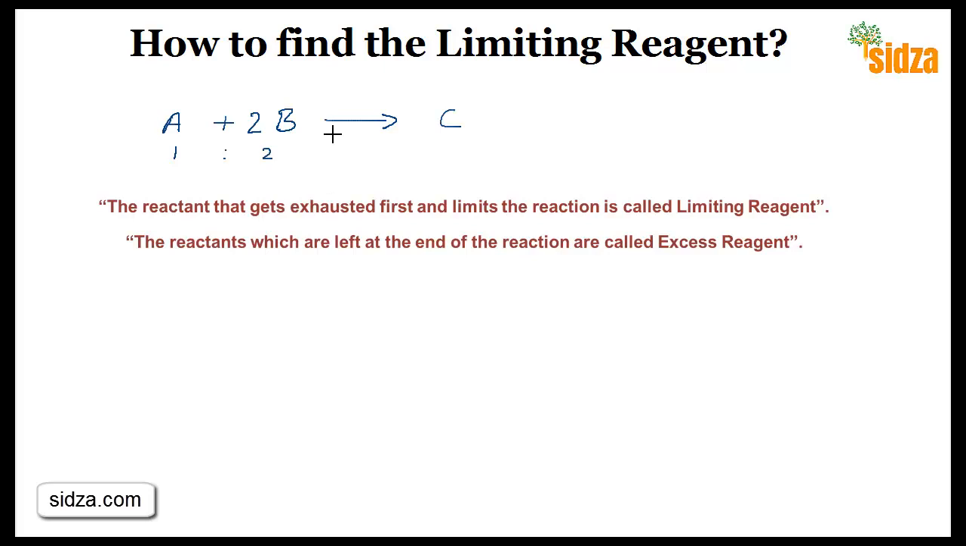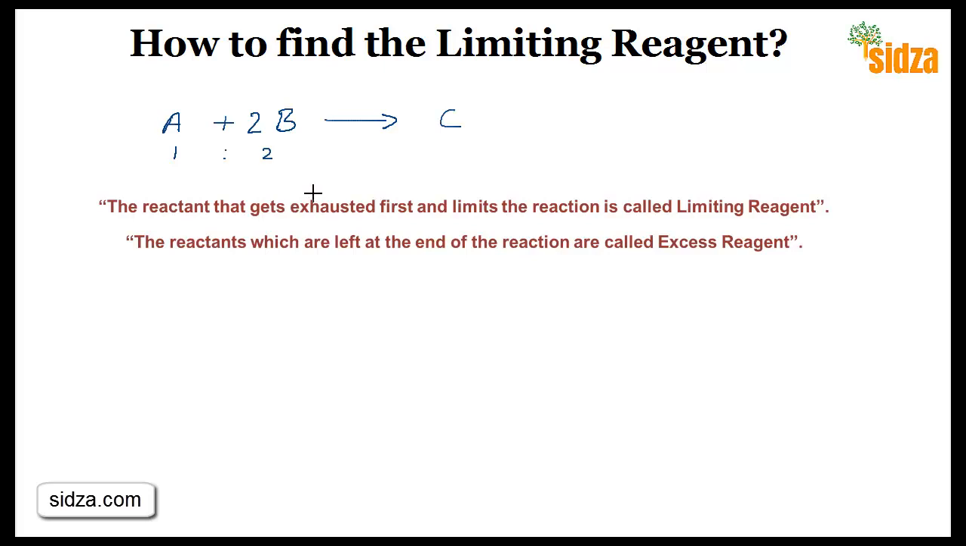Now, when we do the reaction practically in the lab, if you take the reactants in a different ratio rather than this 1:2 ratio, then definitely one of the reactants will get exhausted first, and the other reactant will remain at the end of the reaction unreacted. The reactant which gets consumed, which gets exhausted first in the reaction, is called our limiting reagent.